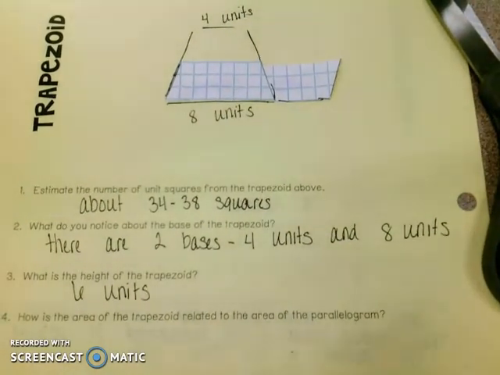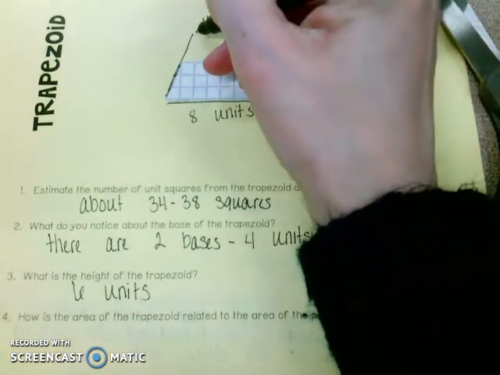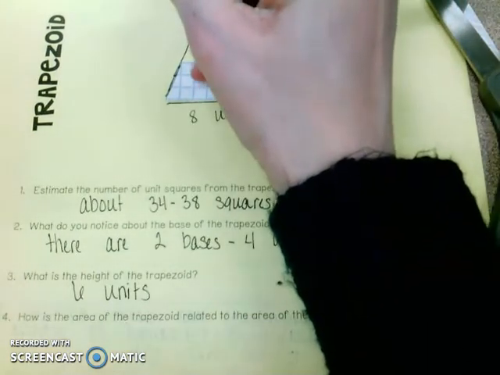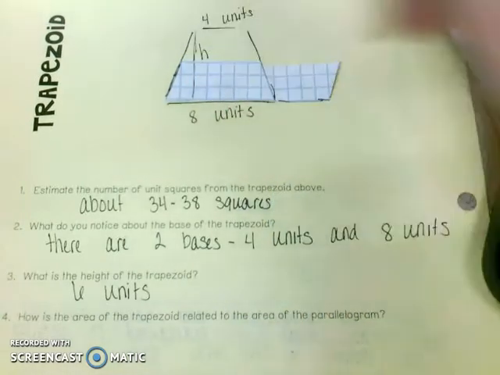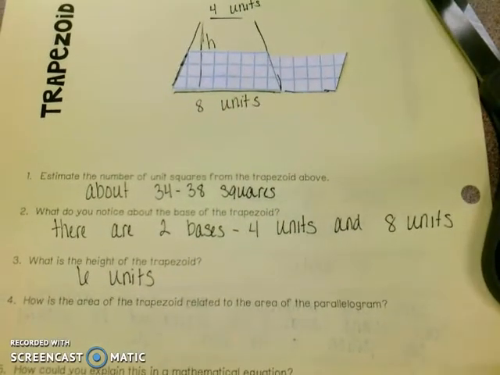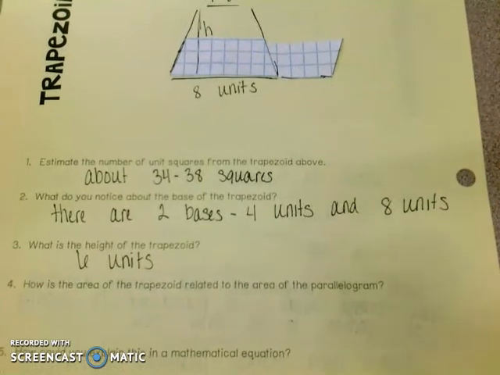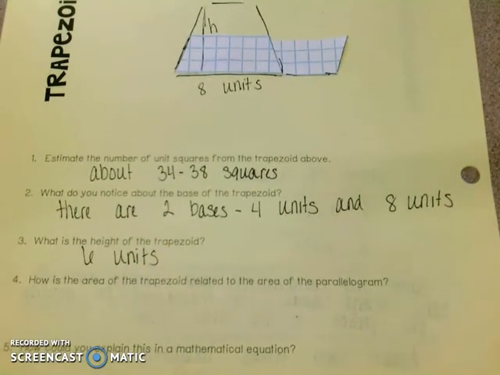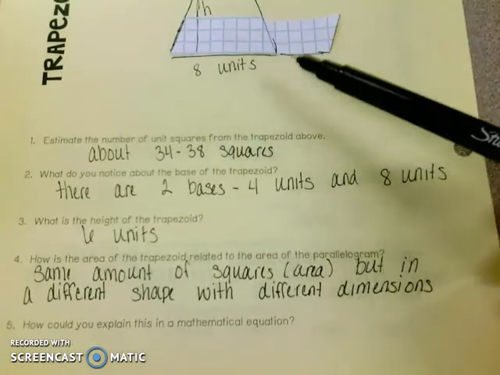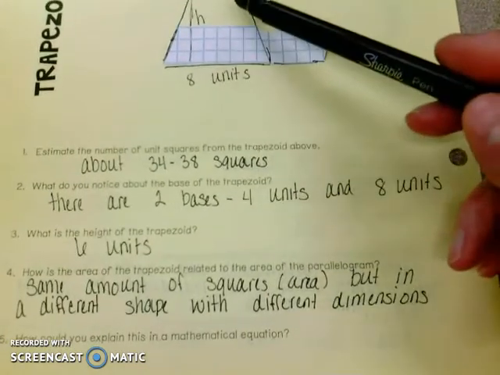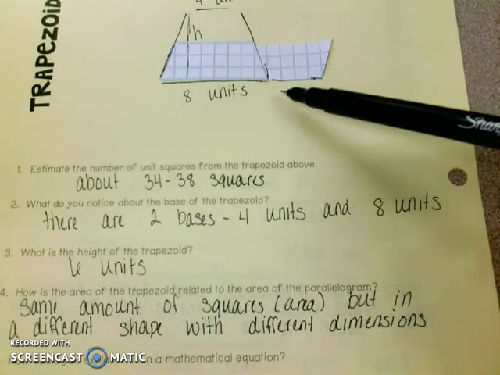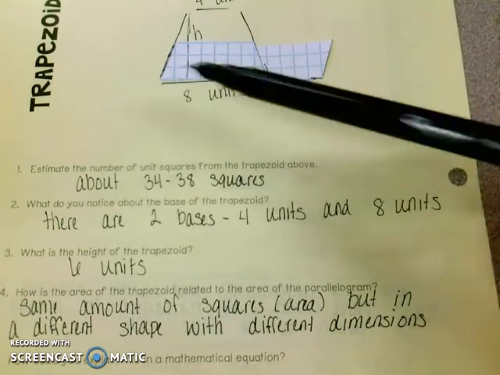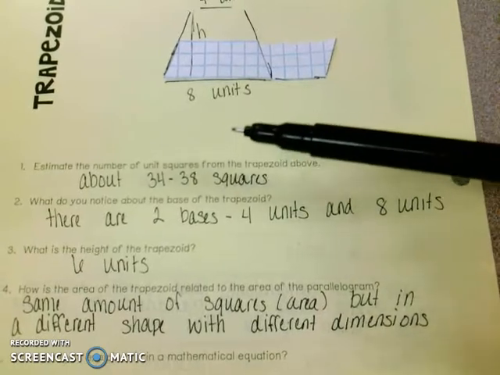Okay, so here's my height. I still have that here. Okay, that's still my height. 6 units. All right. So now we're going to look at how the size or the area of this trapezoid is related to the area of the parallelogram. So we still have the same amount of squares from the trapezoid. So we started with this trapezoid, we cut it in half and rotated it over. So it's the same amount of squares, we just moved it into a different shape. We made it a parallelogram instead of a trapezoid.